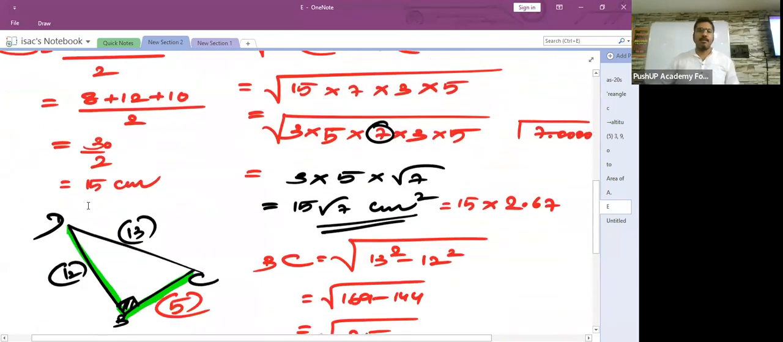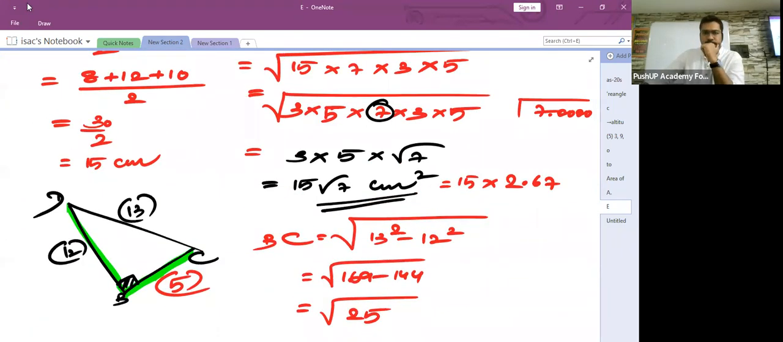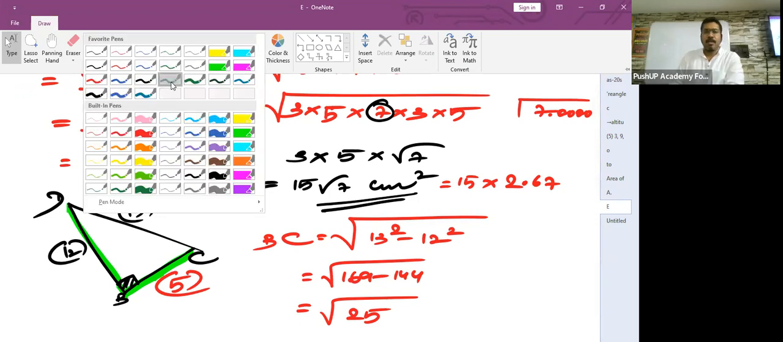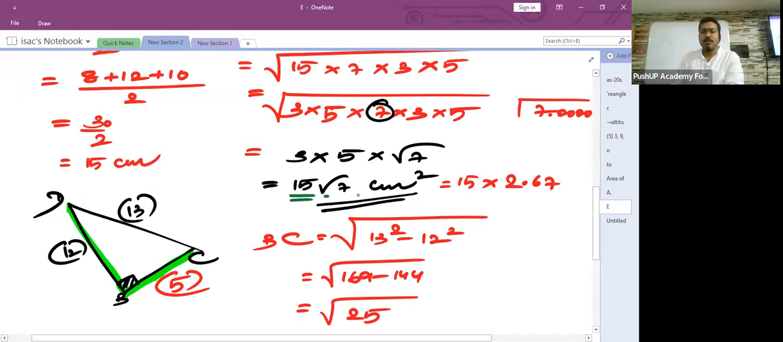Yes, Animation. Can we take 15 common and then write 2 plus root 7? No. That is wrong. I'll tell you the logical reason behind it, Animation. What is 15? 15 is a rational number. What is root 7? It's an irrational number, isn't it? So you can't manipulate an irrational number into a rational number, unless you are rationalizing it. There is no other way.